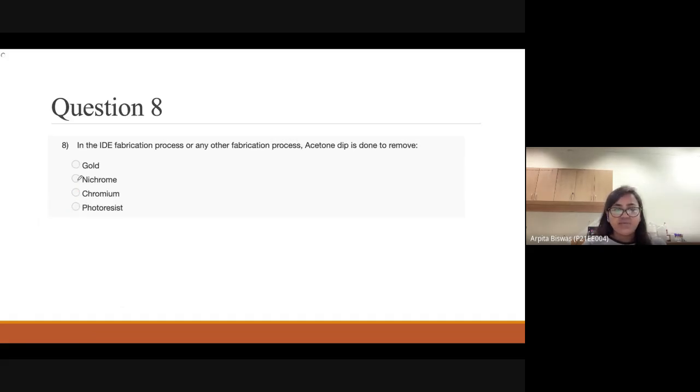Next, move toward question number 8. In the IDE fabrication process or any other fabrication process, acetone dip is done to remove: the first option is gold, the second option is nichrome, third option is chromium, and the fourth option is photoresist. So go through the question carefully and try to solve the answer.